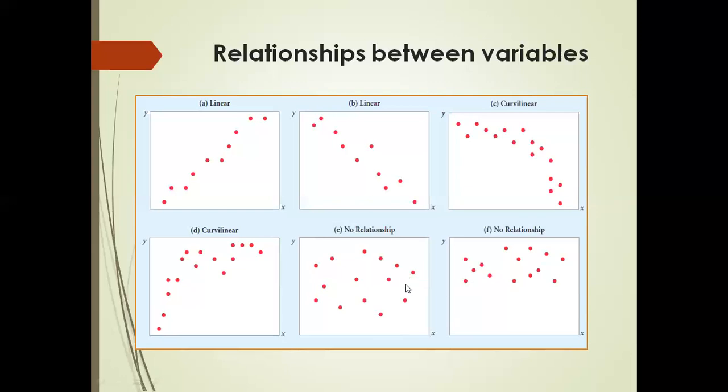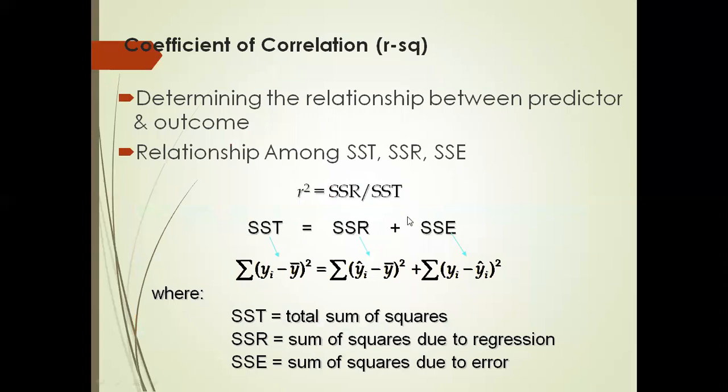That means variables x and y are independent of each other. So you can just check it out. All data points are randomly situated here, so there is no relationship between the two variables. That is why we say there is no relationship in these two charts, E and F. So I hope you can understand the relationship between the variables. Is that clear? Okay. So I have gone through the coefficient of correlation.